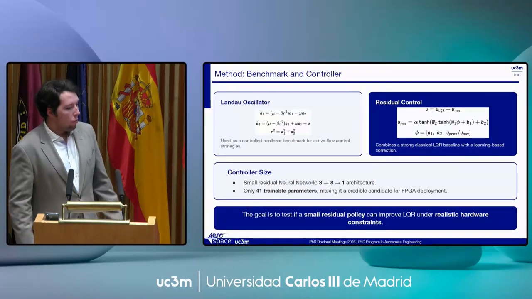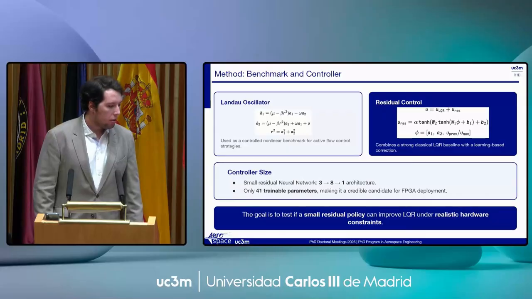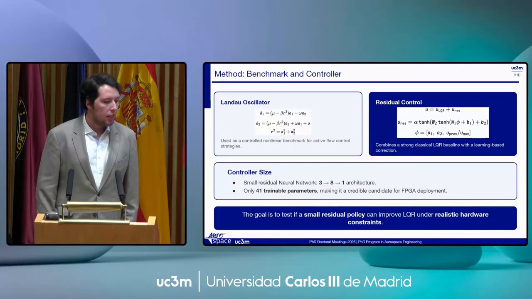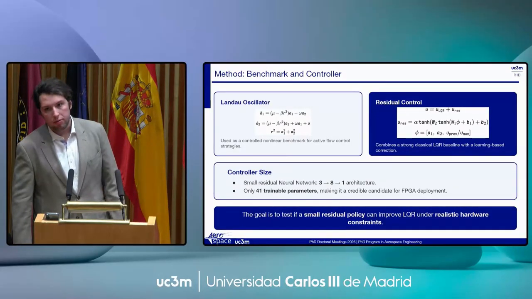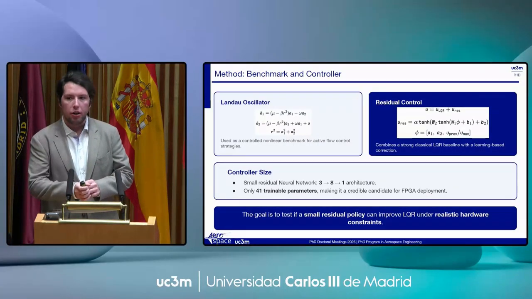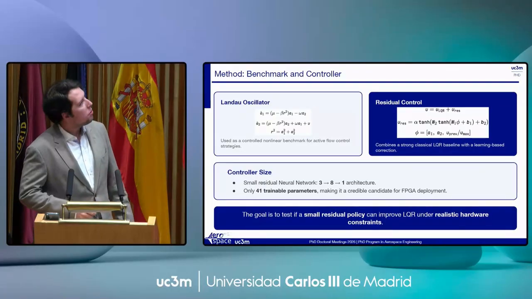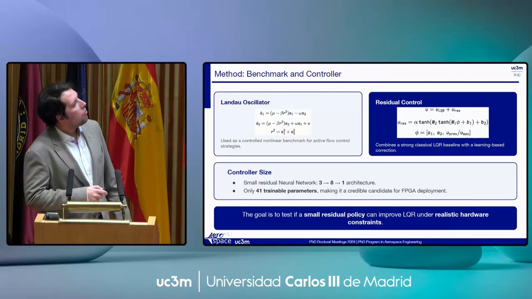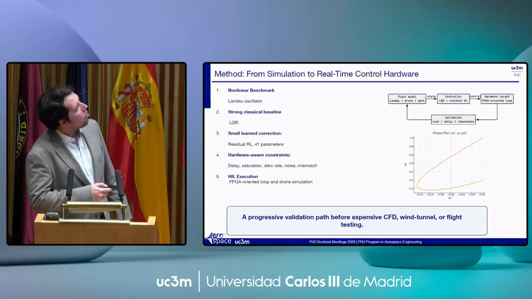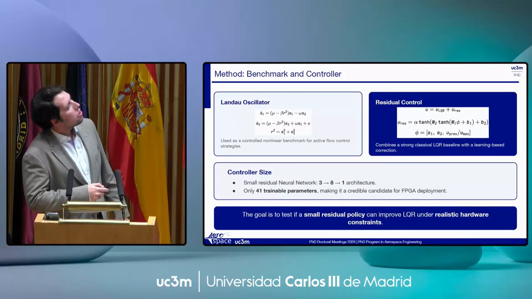So the method, benchmark and controller. Here we have our Landau oscillator, which is basically our control nonlinear benchmark for active flow control. Something simple, but meaningful when it comes to aerodynamics. And secondly, we can see our residual control. I haven't really put the equations for the LQR, but just to give you an idea, we have something like this, and then we start adding our residual control.